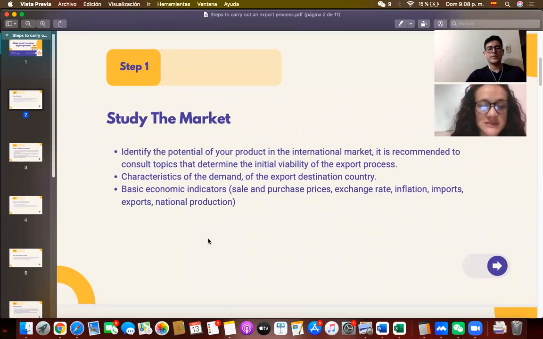Okay, step 1, study the market. Identify the potential of your product in the international market. It is recommended to consult topics that determine the initial viability of the export process: characteristics of the demand of the export destination country, basic economic indicators, sales and purchase price, exchange rate, inflation, imports, exports, national production.